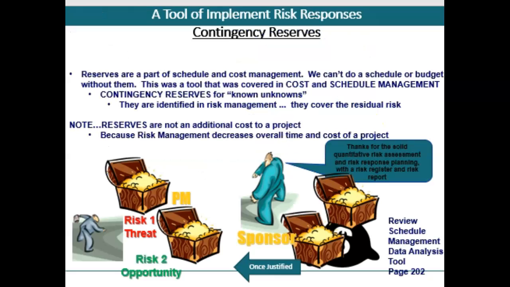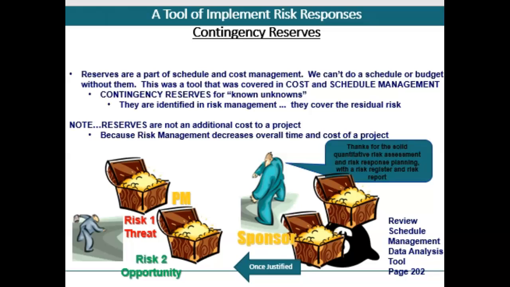So a couple more tools that I can use are contingency reserves. Those are for known unknowns, which means I've identified the risk in advance. I've planned against it, so I have money. I told my boss I need this much money to set aside for this risk, and this risk. These are the contingency reserves.